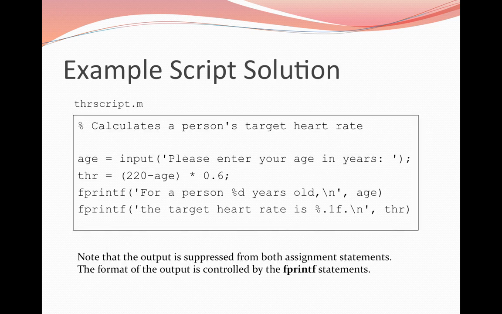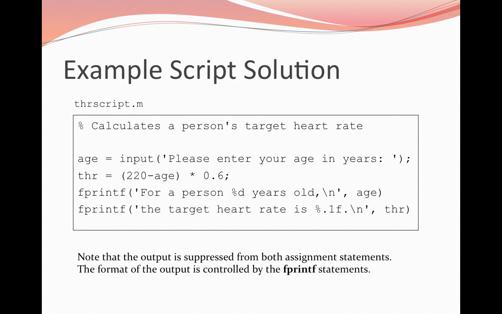So here's the solution for the script. So again, this is stored in an M file. Put a box around it to show this is the file, thrscript.m. First, I have a block comment describing what the script does, that it calculates a person's target heart rate. Then we start the script by having the input function that prompts the user by saying, please enter your age in years. And then when the user types something in, that gets stored in the variable on the left, which is age. And notice we have the semicolon at the end of that assignment statement, so it doesn't show age equals and then the value when we execute the script.